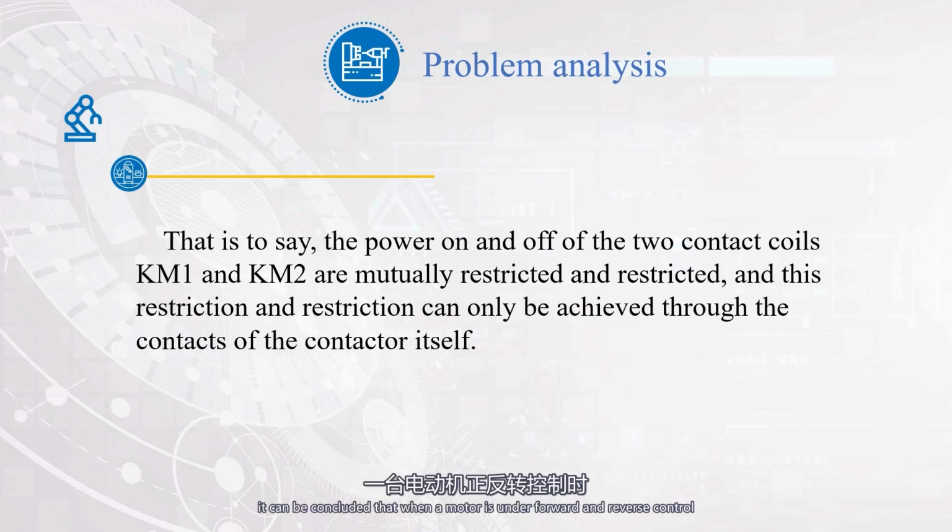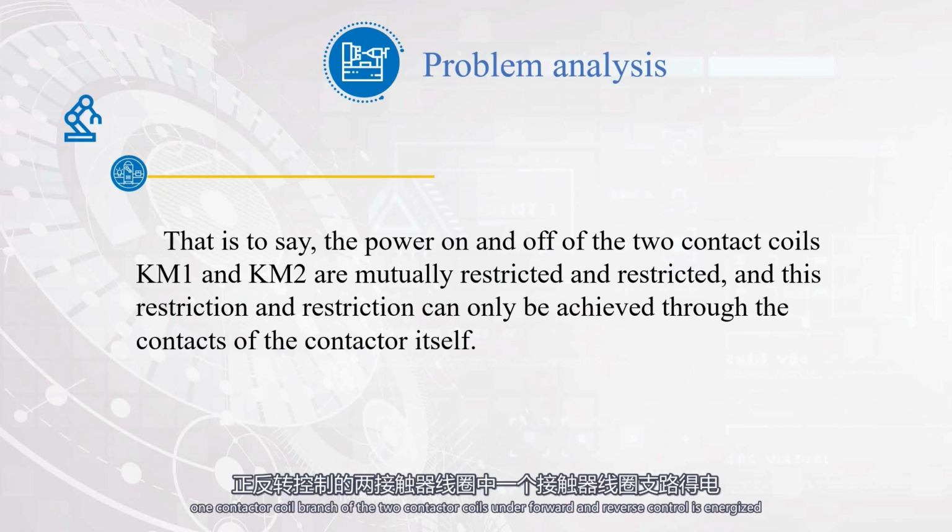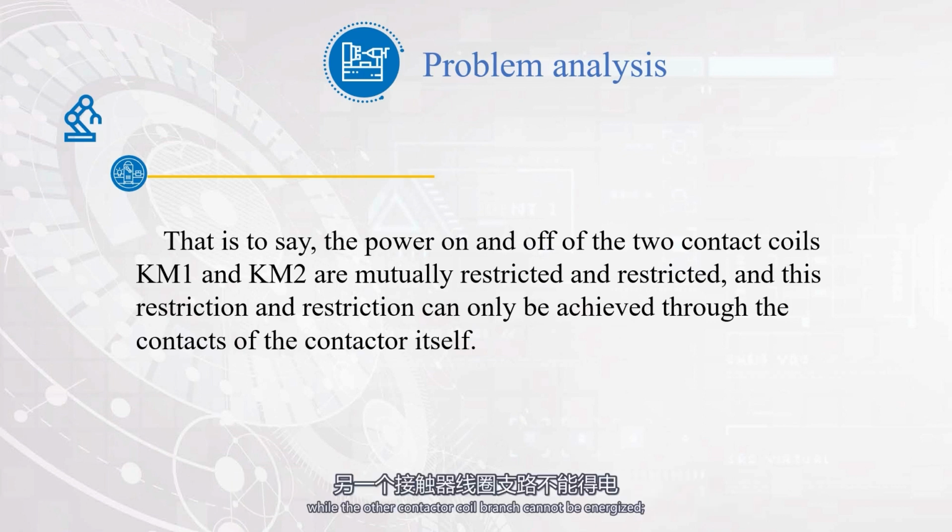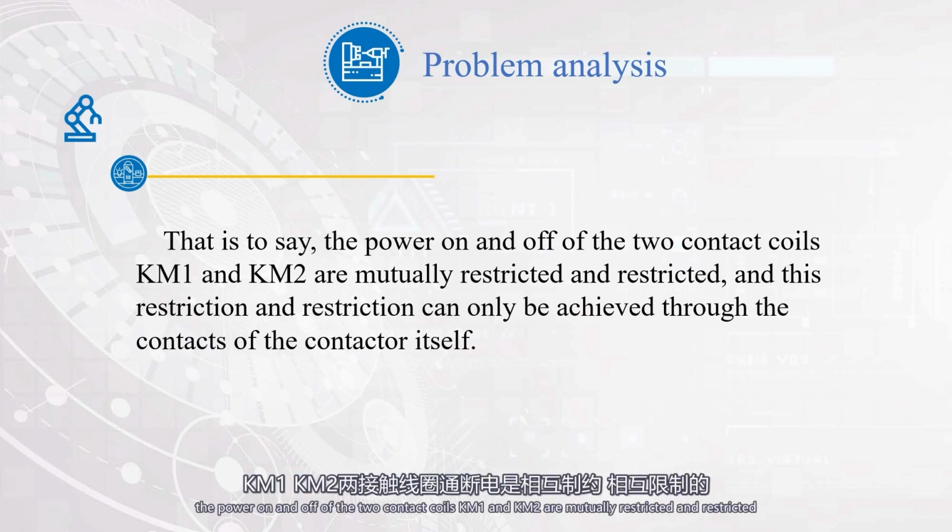Through the above logical reasoning process, it can be concluded that when a motor is under forward and reverse control, one contactor coil branch of the two contactor coils under forward and reverse control is energized, while the other contactor coil branch cannot be energized. That is to say, the power on and off of the two contactor coils KM1 and KM2 are mutually restricted, and this restriction can only be achieved through the contacts of the contactor itself.